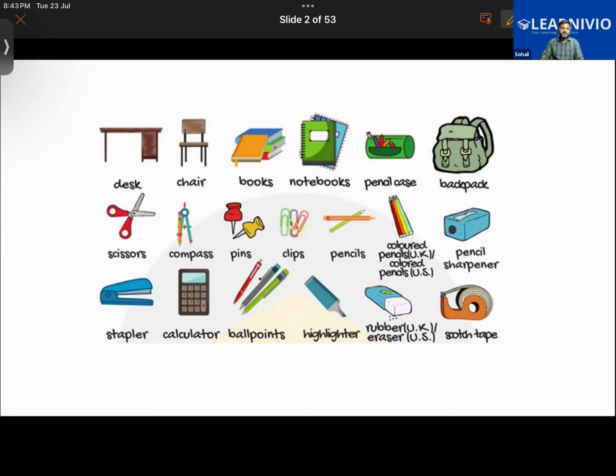Some of them are being made using clothes. Which one is made using clothes in the following image? A backpack. And a pouch, pencil case. Yeah, pouch, pencil case. Good.